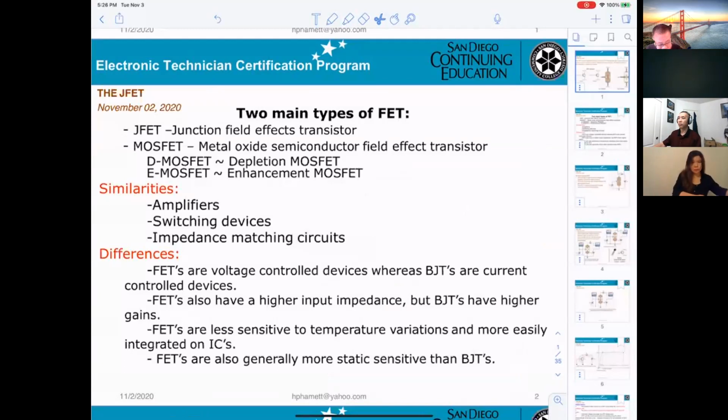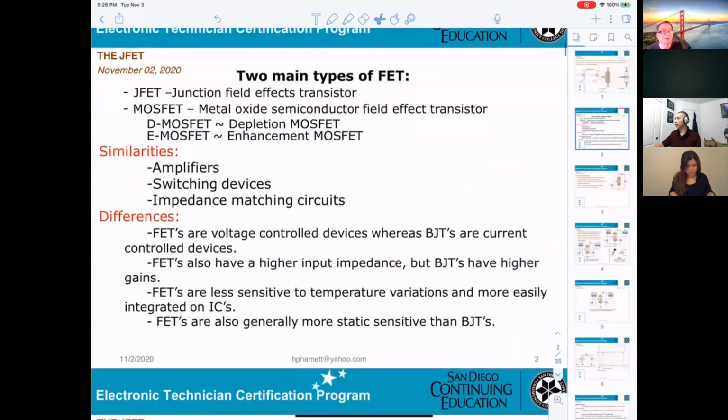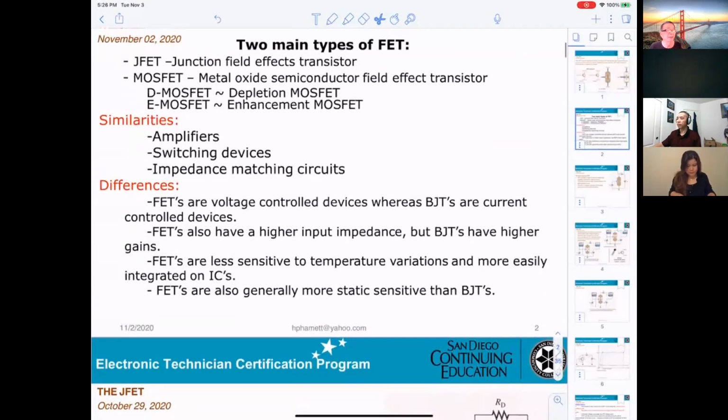Yesterday we already talked about the JFET. We'll be continuing on that. JFET is a field effect transistor, and it is used for amplifiers, switching devices, and impedance matching.